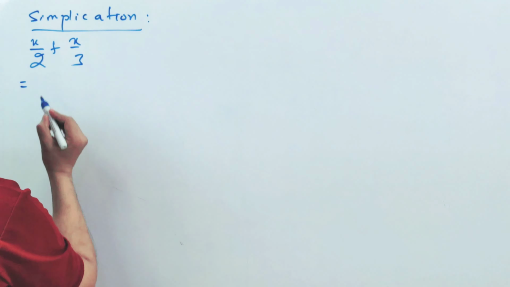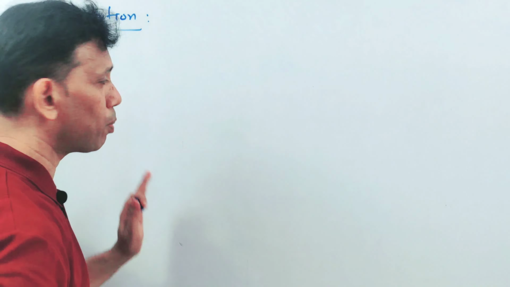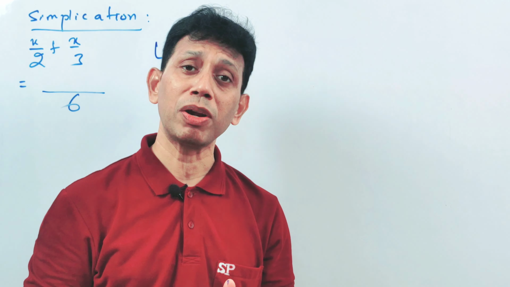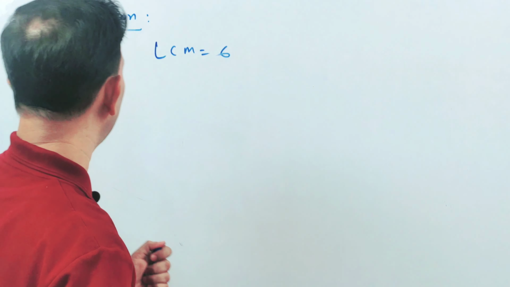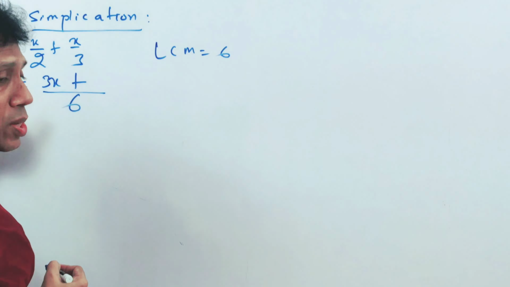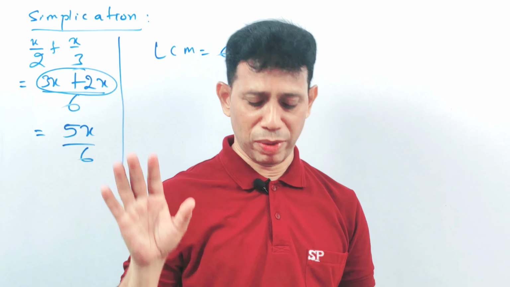These are the denominators. Let us find the LCM of the denominators. The LCM of 2 and 3 is 6. So you write the LCM. Then the same steps as you were doing in normal fractional addition and subtraction, you will do here. 6 divided by 2 is 3. 3 into x is 3x, plus 6 divided by 3 is 2. 2 into x is 2x. Now what we will do? This 3x plus 2x are like terms, so they will be added. So 3 plus 2 is 5, and 5x divided by 6. Now this is simplified. A very simple question is simplified now.